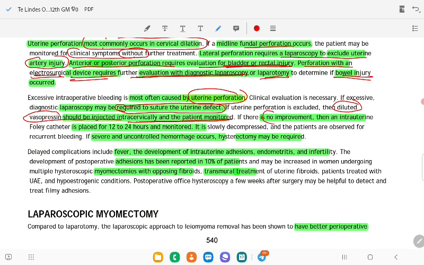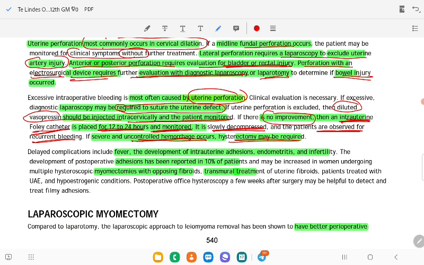If there is no improvement, then an intrauterine Foley catheter for 12 to 24 hours should be placed and monitored. If slowly decompressed, then the patient is to be observed for recurrent bleeding. If severe uncontrolled hemorrhage occurs, hysterectomy may be required.